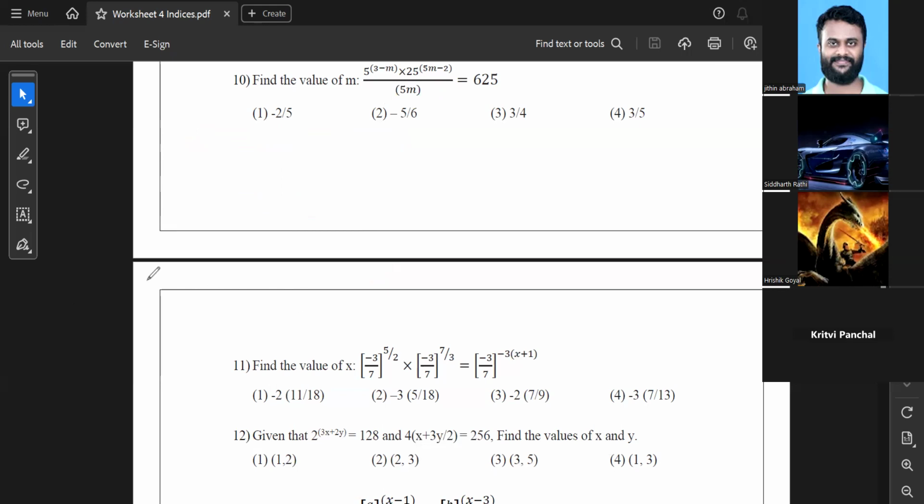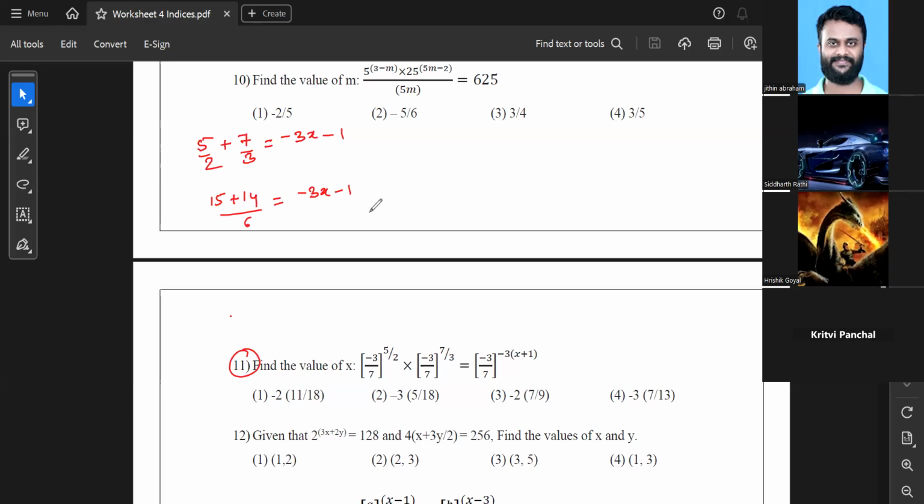Okay. Going for the 11th question. Find the value of x in this. Where is x? Yes, here I have x. So the base is the same, so there's no tension about the base. Directly we can work with the index. So I have 5 by 2 plus 7 by 3 is equal to minus 3x minus 1. Now I'll take LCM over here. It goes 15 plus 14 divided by 6 is equal to minus 3x minus 1.